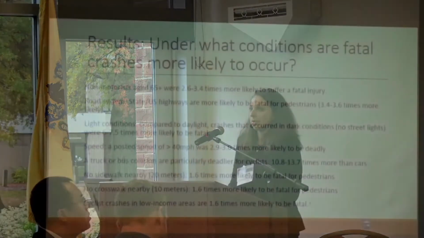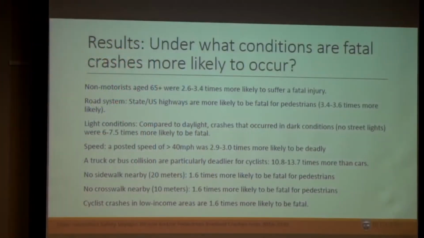So compared to daylight, the crash is around 7 times more likely to be deadly if it occurs in a dark area with no streetlights available, as opposed to with streetlights available, where it's around 3 times more likely to be deadly. So those streetlights do make a large difference. The posted speed, as expected, is around 3 times more likely to be deadly if it's a roadway of 40 miles per hour or more.